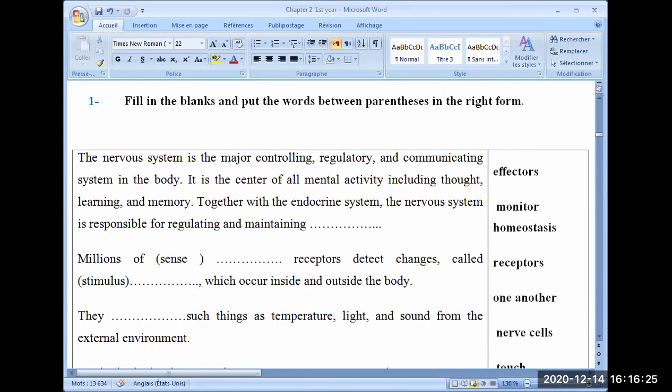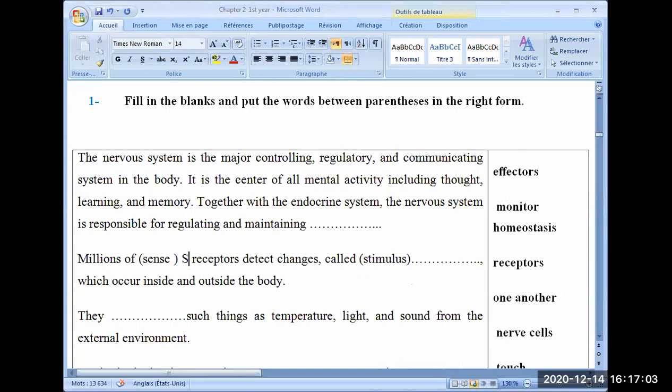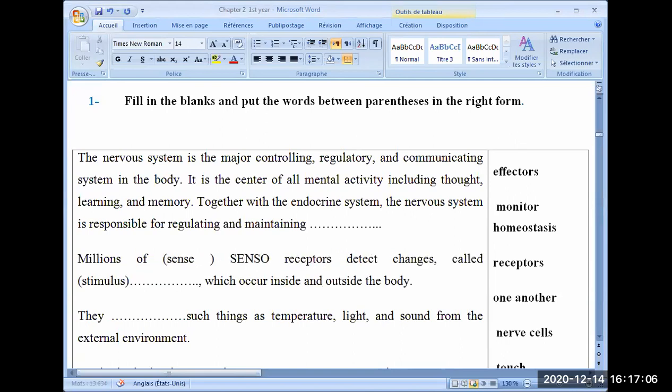The nervous system is the major controlling, regulatory, and communicating system in the body. It is the center of all mental activity, including thought, learning, and memory. Together with the endocrine system, the nervous system is responsible for regulating and maintaining homeostasis. Homeostasis, nice. And millions of receptors detect changes of sensitive touch. No, in English we don't use sensitive. We use sensory. Sensory. This is the word used in sensory receptors.